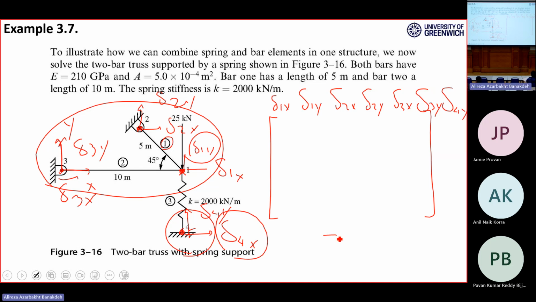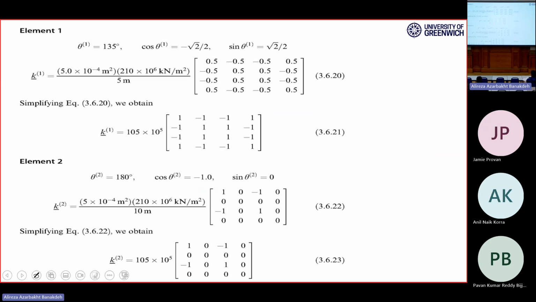Seven. That's why I'm saying it's 7 by 7. I don't write delta 4x there because delta 4x will not contribute to your problem. You will see this in the next slide. All right. Let's start with element number 1, 2, and then 3, to see how we can calculate the individual stiffness matrix. Tell me when I reach the same point where you had the issue.